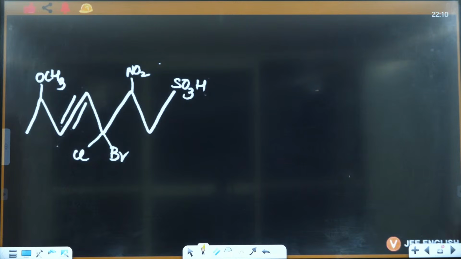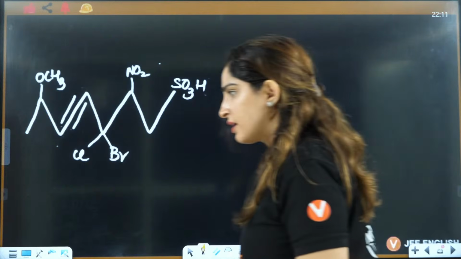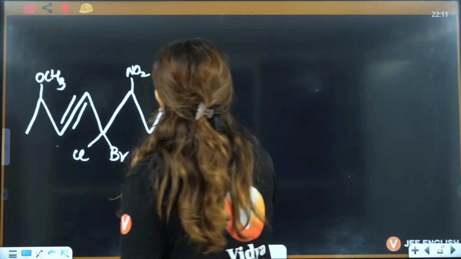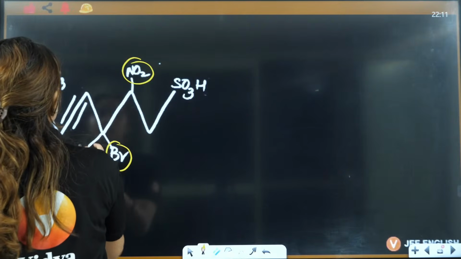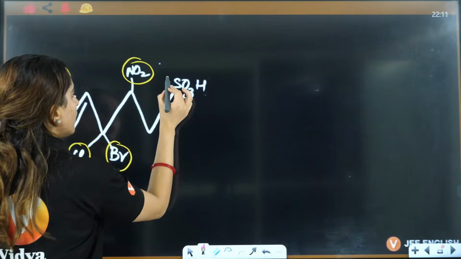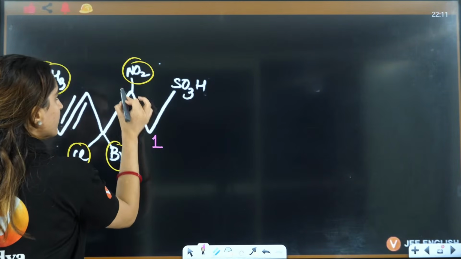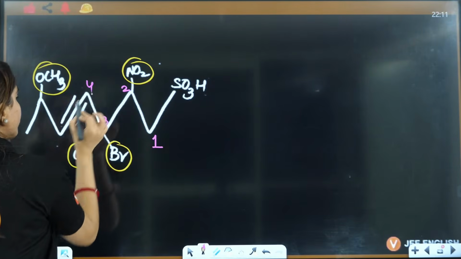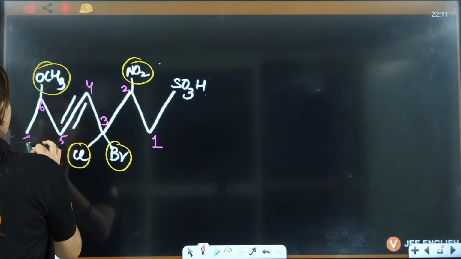So, no one knows what is the highest priority. Nitro, OCH3, ether, Cl, Br, chloro, bromo, sulfo. Which one will have the highest priority? SO3H, very good. So all others are your substituents, right? Numbering will be like, this is not carbon, so it will start from here, 1, 2, 3, 4, 5, 6, 7.